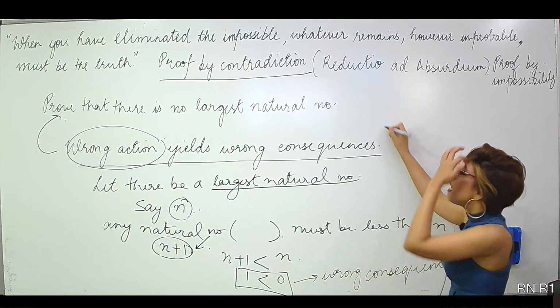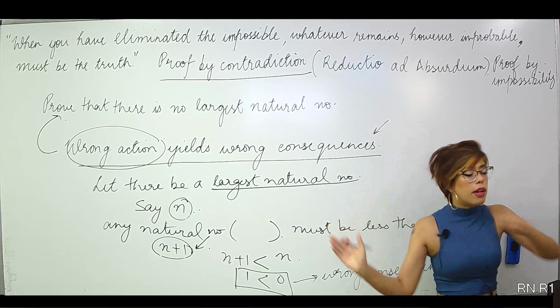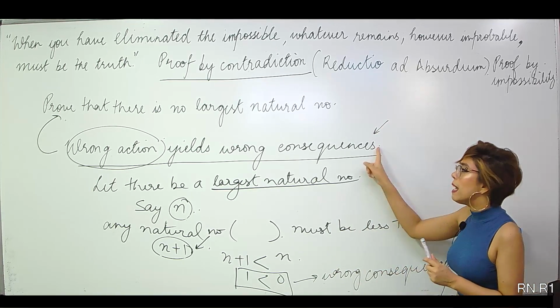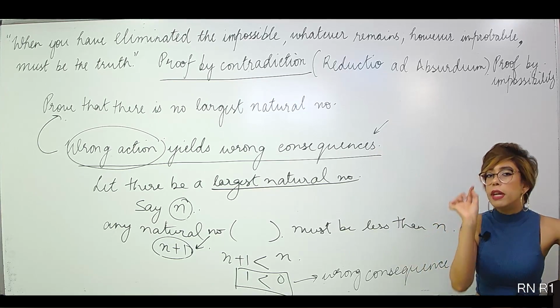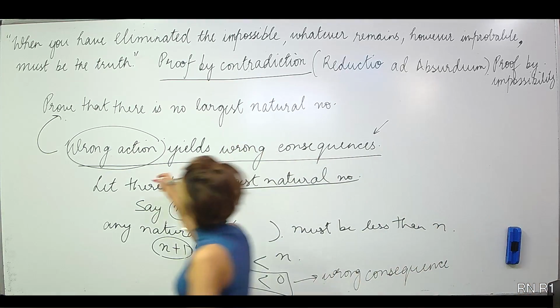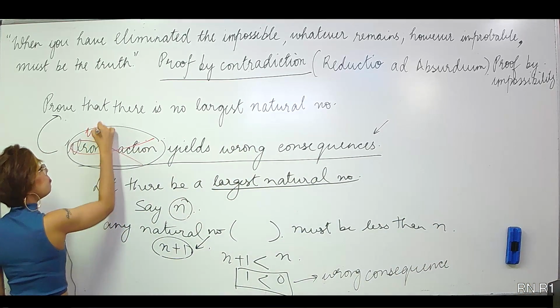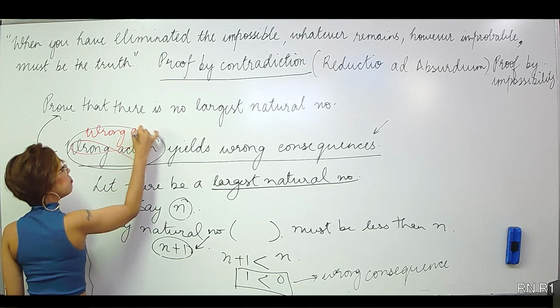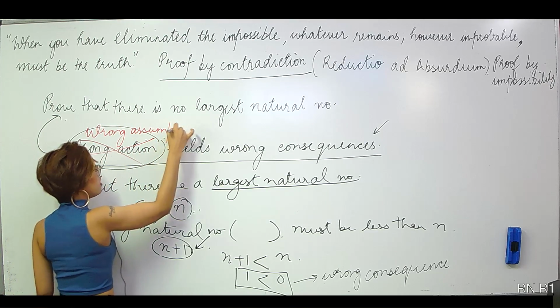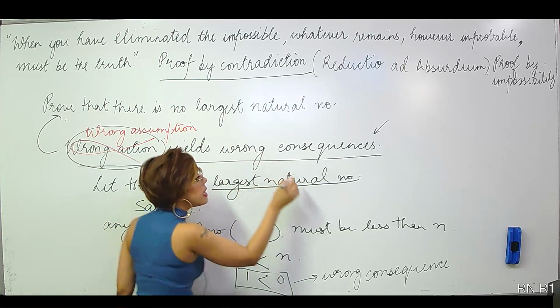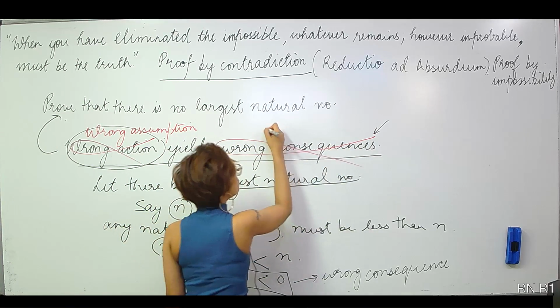In fact, this statement is actually a little bit on the moral side, right? We cannot use this statement in mathematics. So let me change my wording a little bit. Now, wrong action becomes wrong assumption. Right? And my wrong consequence actually becomes the contradiction.